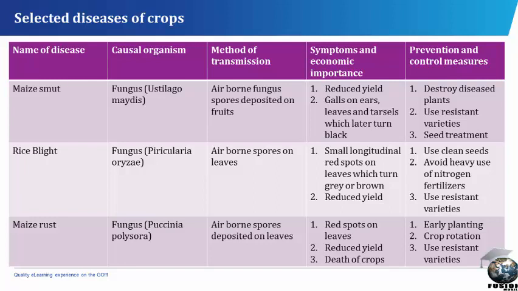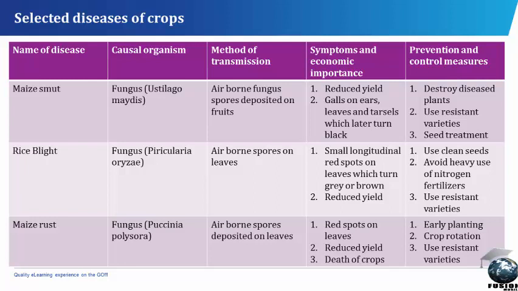2. Rice blight. Causal organism: fungus, Pyricularia oryzae. Method of transmission: airborne spores on leaves. Symptoms and economic importance: small longitudinal red spots on leaves which turn gray or brown. Reduced yield. Prevention and control measures: use clean seeds, avoid heavy use of nitrogen fertilizers, use resistant varieties.